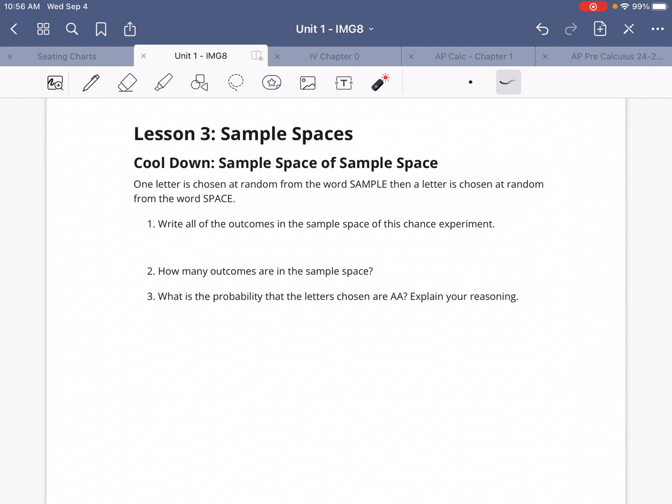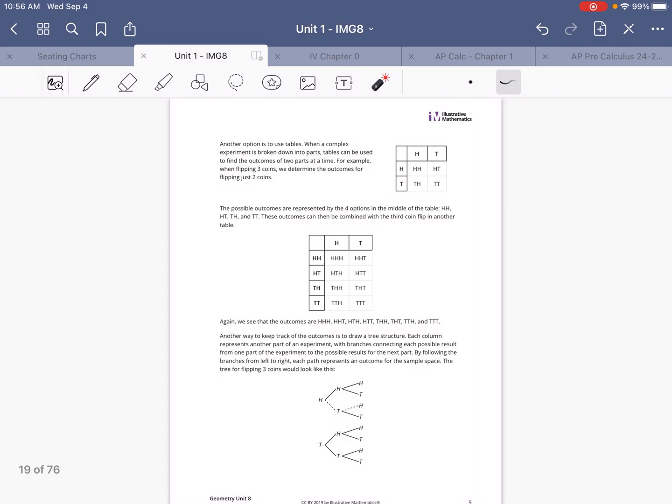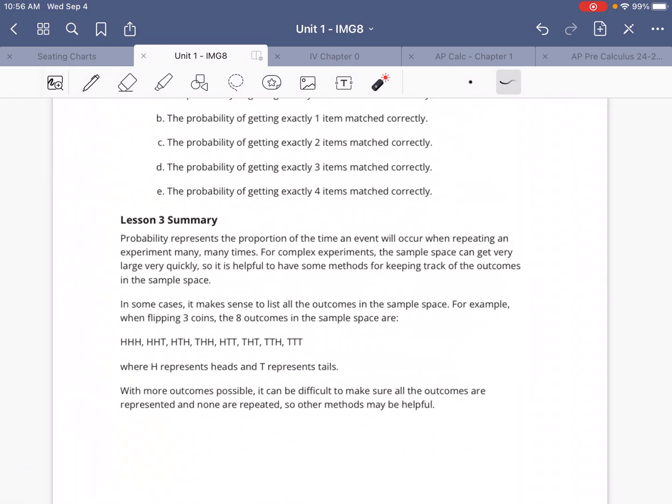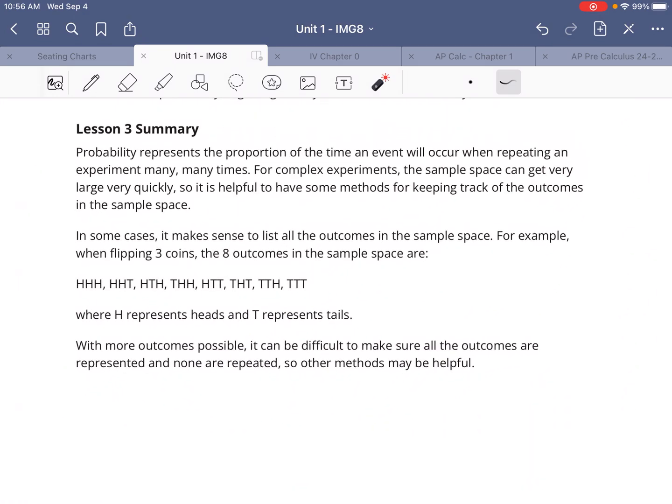This is lesson 3, sample spaces, and a cool down called sample space of sample space. What this lesson is all about is trying to really figure out what your sample space looks like.